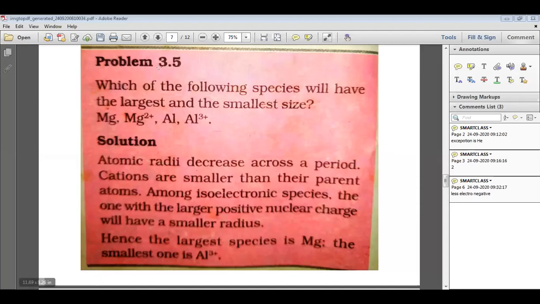Look at the shared screen, please. Which of the following species will have the largest and the smallest size? Magnesium, magnesium plus 2, aluminum, aluminum plus 3. My dear students, if you move from the left side to the right side in the periodic table, we know that the size decreases: lithium, beryllium, boron, carbon, nitrogen, oxygen, fluorine, neon, sodium, magnesium and aluminum. So aluminum is on the right side of magnesium. That means magnesium will have a larger radius, larger size than aluminum.